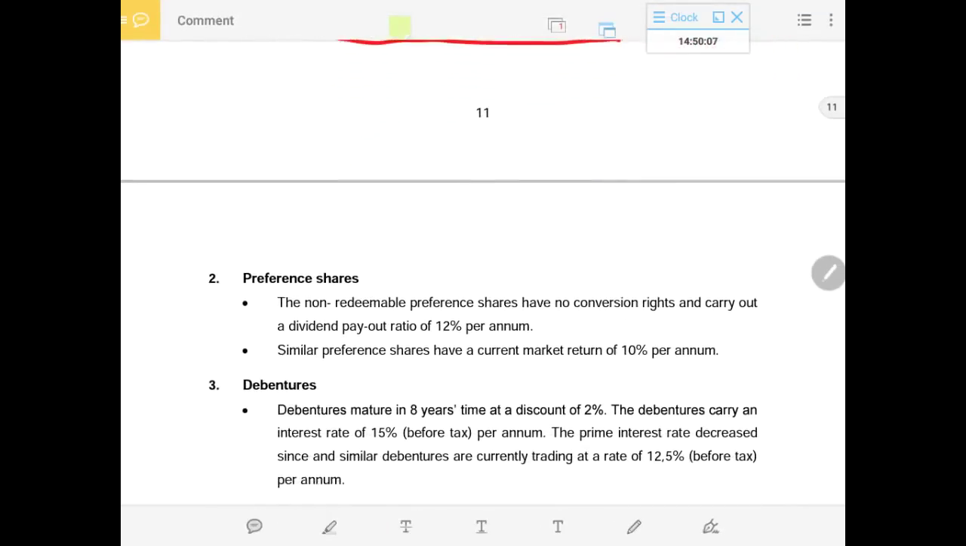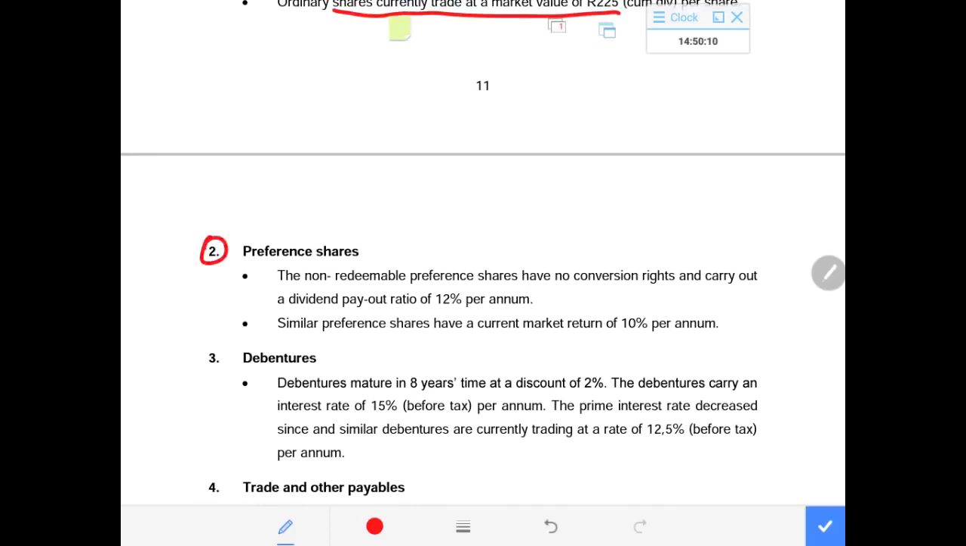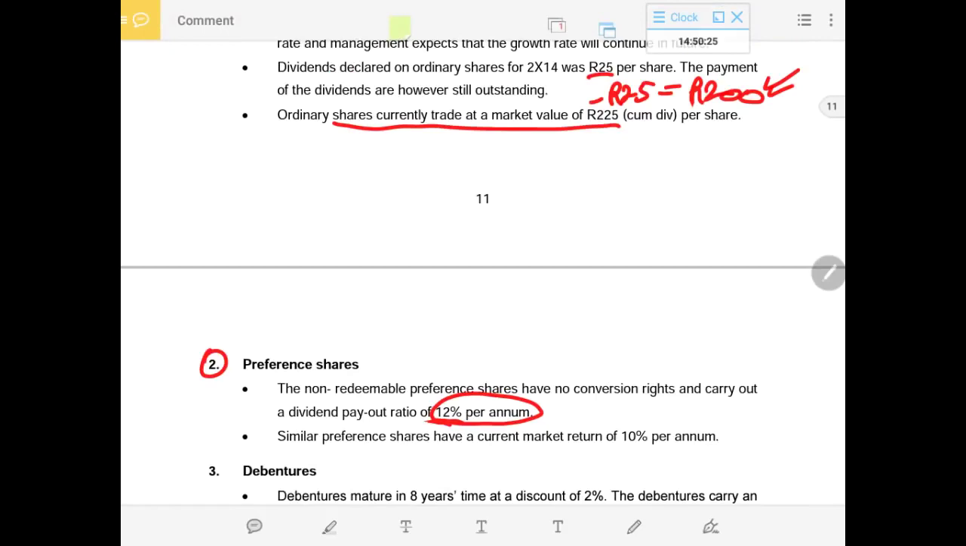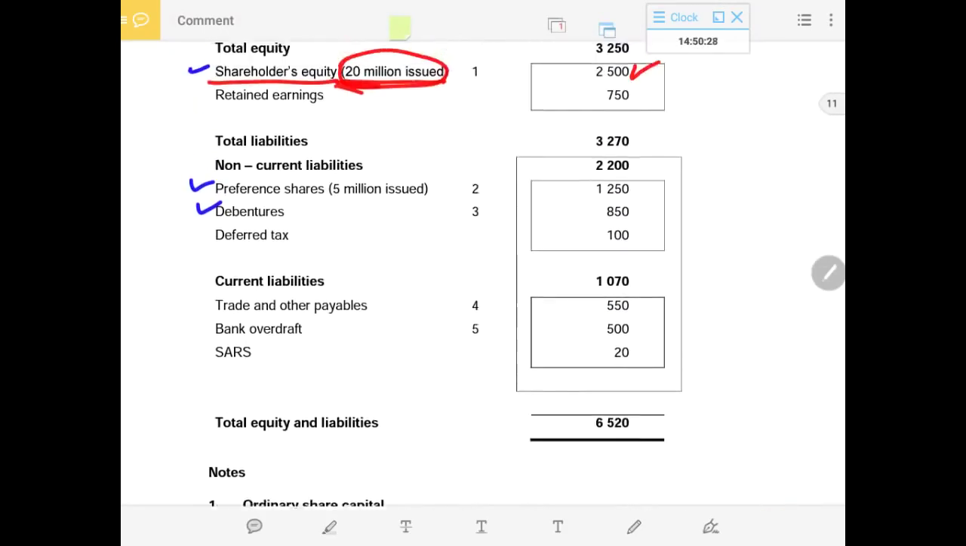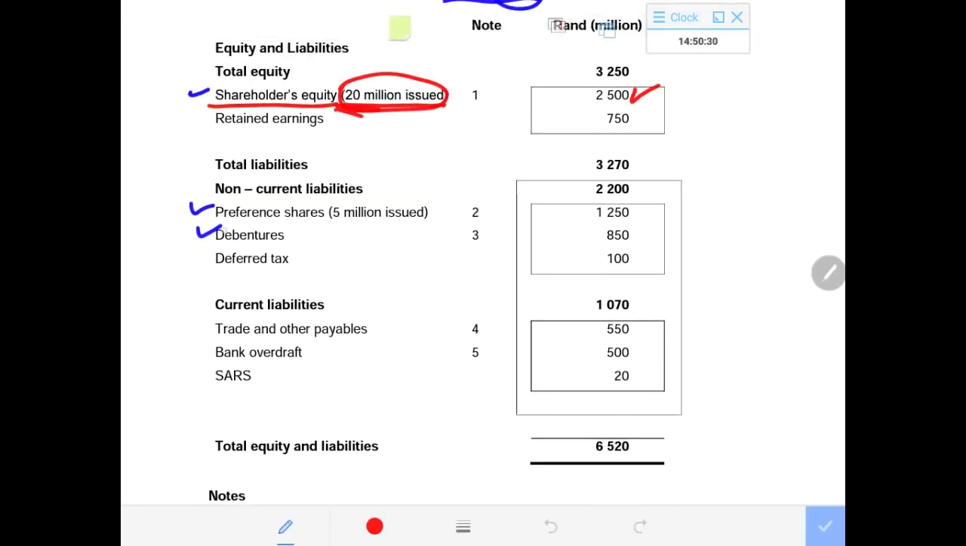So now we continue to number 2. And number 2 says preference shares. The non-redeemable preference shares have no conversion rights and carry a dividend payout of 12%. So we pay 12% to our preference shareholders out of the capital that they have invested. And we know that our preference shareholders invested a total of 1,250,000 rands in the form of preference shares. So now out of that amount, we have to give them 12%.